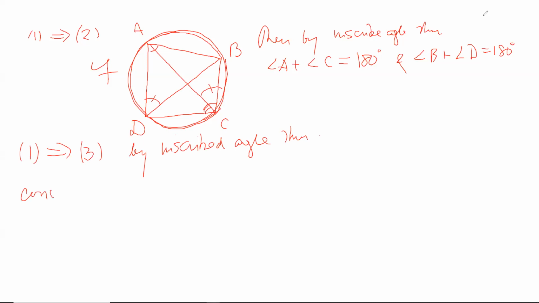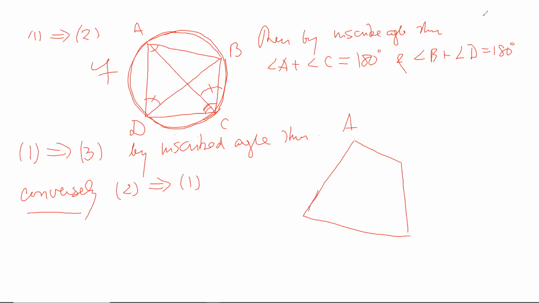Conversely, let's do 2 implies 1. How do I do 2 implies 1? Suppose I have a triangle like this. I mean a quadrilateral like this. This is A, this is B, C, and D, right? We know that these 2 angles add up to 180 degrees. Okay, so if angle A plus angle C equal to 180 degrees, then what? How do I prove that these 4 points must be on the same circle?